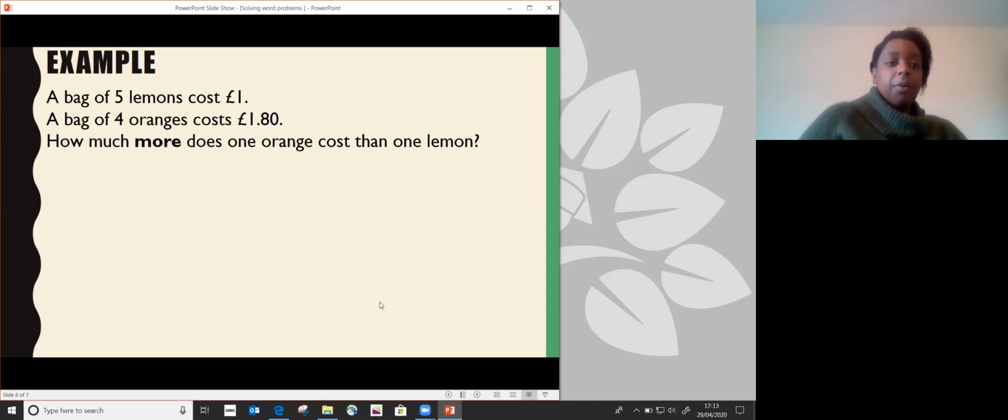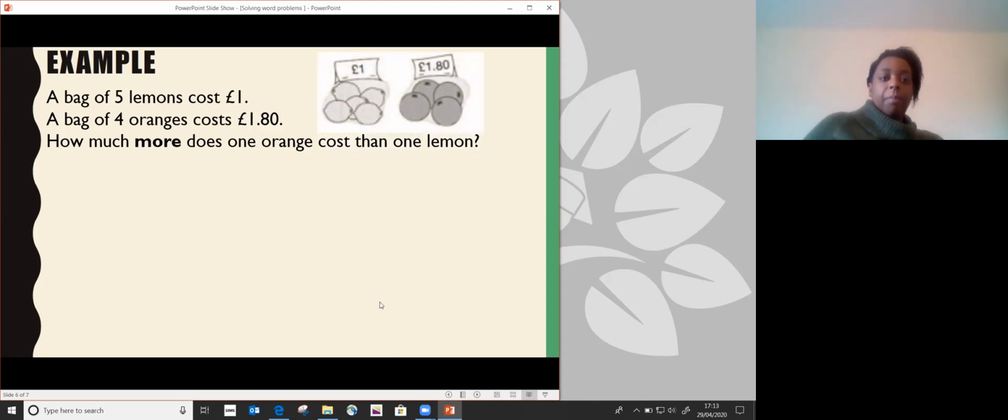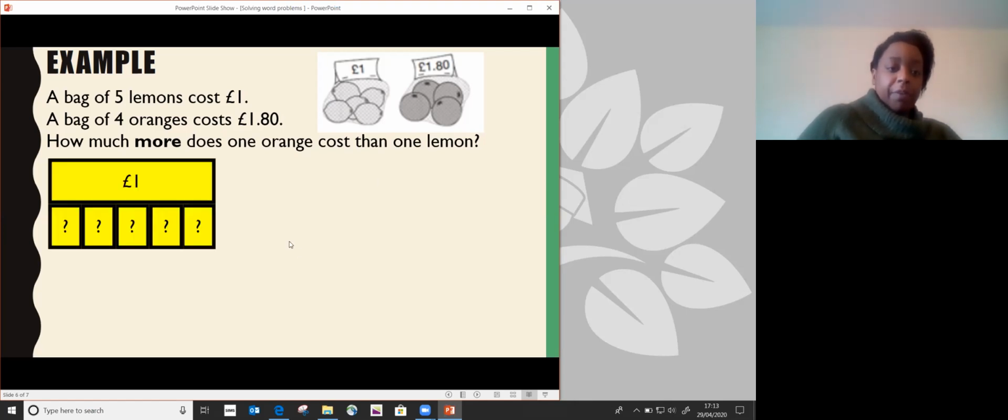Okay, so here we've got a problem where we need to work out how much more something costs than something else. So basically, before we can do any of that, we need to work out how much each piece of fruit costs individually. So I use my bar model method to represent each bag of fruit. So here we've got my bag of lemons. So the whole bag costs £1, and we know we've got 5 parts.